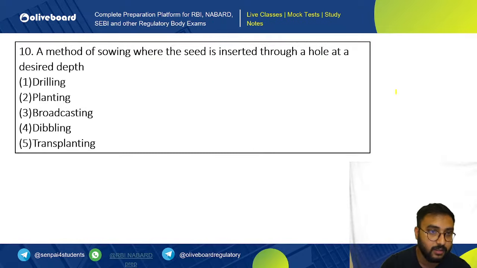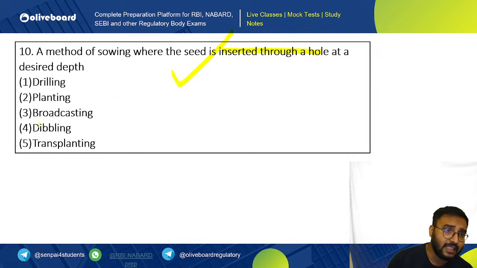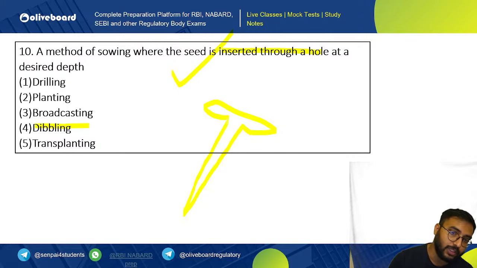Okay, it's done. A method of sowing where seed is inserted or when seed is pulled inside a hole at a desired depth, it's called as what? So such type of insertion through a hole for sowing method is done in dibbling, and the equipment which is used for creating a hole, it's called as dibbler, which is in this shape.